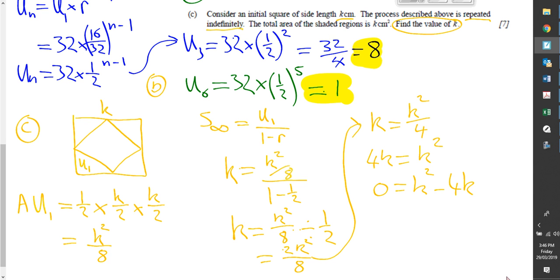And then if we factorise this and we take k out, we'll have k multiplied by k minus 4. That's factored. And using the null factor law, we'll be able to see that k is either equal to 0 or 4. Now it says here find the value of k. We've done that. k is equal to 0 or 4. And there we have our final answer.